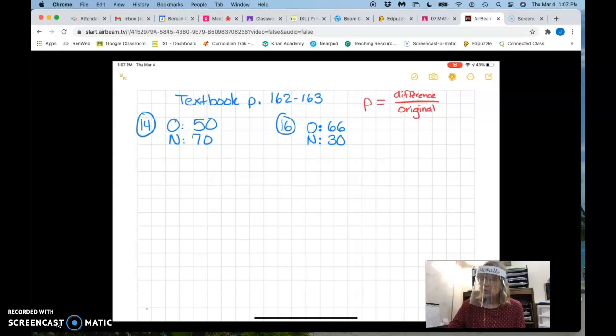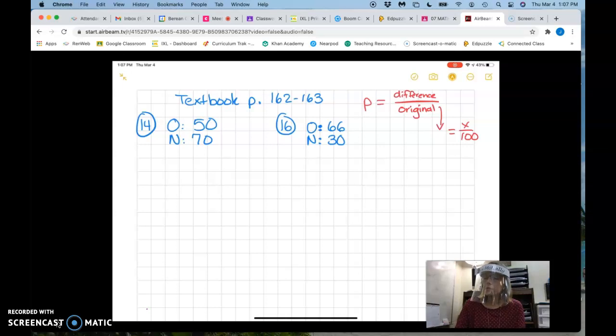And then once you find that, you're going to make it equal to x over 100. So you're going to bring that down, whatever you get, make it equal to x over 100. And that's going to give us a percent of change. And then remember, we also have to tell if it's an increase or a decrease.